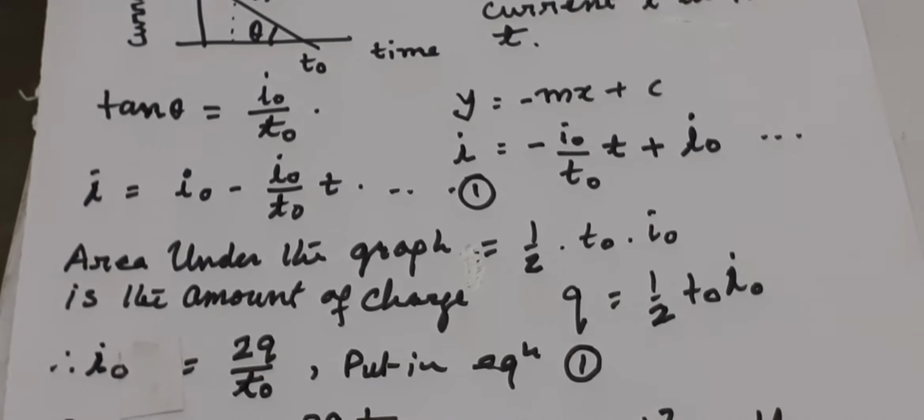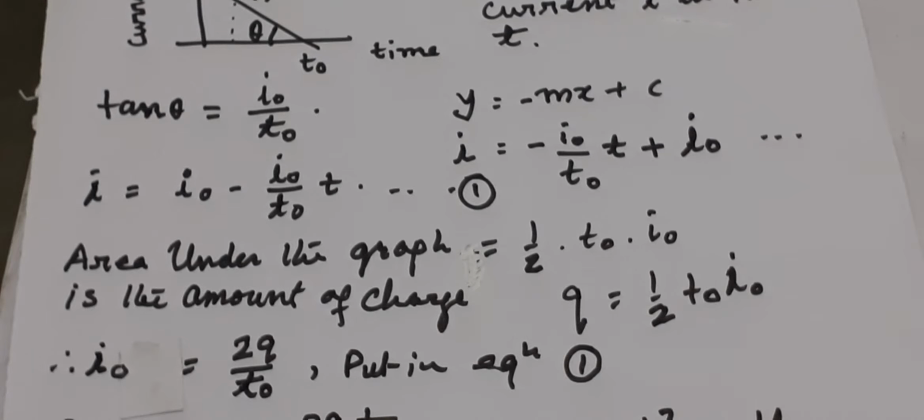Now from here this equation will be the equation for current as per the given condition. Now we know the area under this graph will give the amount of charge, because I and t are there. We know q equal to I into t. Here the area is half base into altitude, that is half t naught I naught. That means q will be replaced by this, that means q equals half t naught I naught.